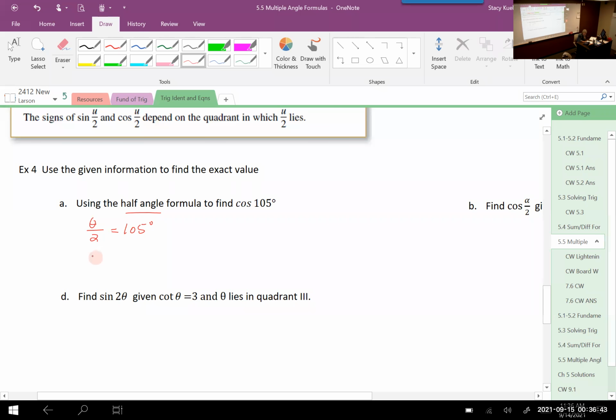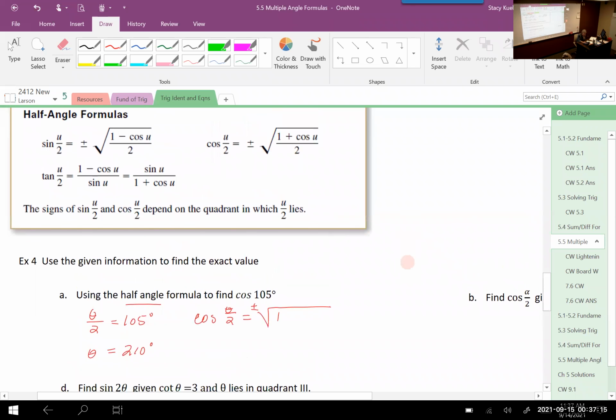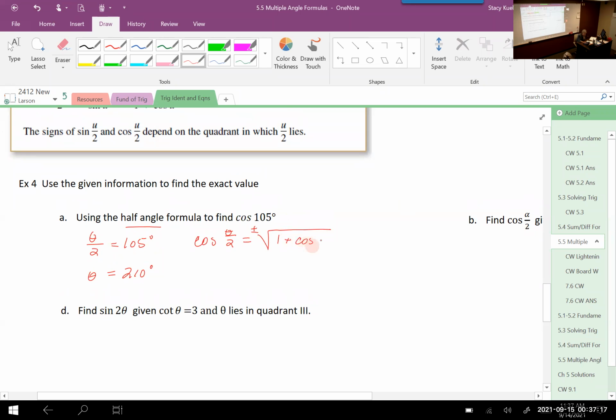And therefore, theta has to be equal to 210 degrees, right? If I multiply both sides of that by 2, I would get 210. And so I can use the half angle identity for cosine, which says the cosine of that half angle is equal to plus or minus the square root of 1 plus the cosine of the whole angle theta, over 2. That's just me rewriting the formula.